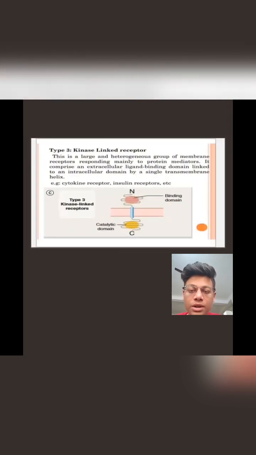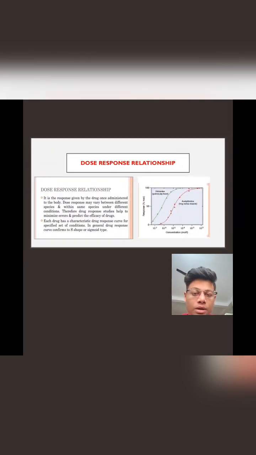Now let us discuss type 3, which is kinase linked receptor. This is a large and heterogeneous group of membrane receptors responding mainly to protein mediators. It comprises an extracellular ligand binding domain linked to an intracellular domain by a single transmembrane helix. Example, cytokine receptor. Now, the next topic is dose response relationship.